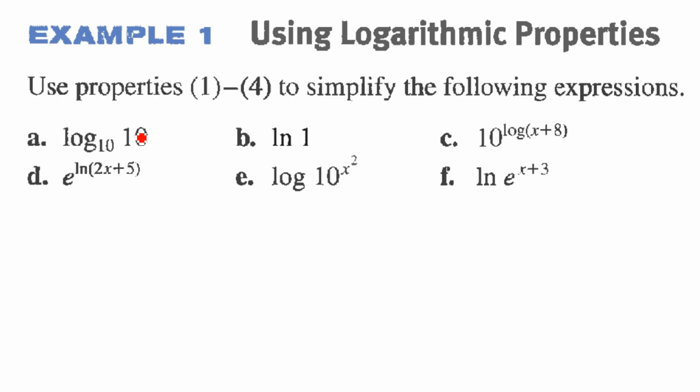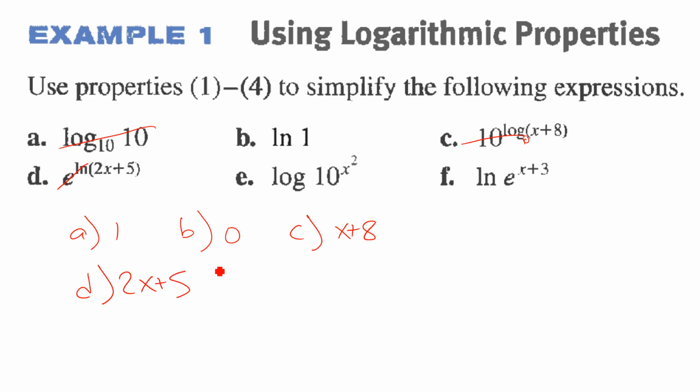So a, log base 10 of 10 will cancel out and give us 1. The natural log of 1, automatically, if it's of 1, we say 0. All right, on C, this is 10 to the log base 10, so those will cancel out, and we're left with x plus 8. D, this is e to the natural log, so those are going to cancel out, and we're going to have 2x plus 5. We're going to cancel out, and we're going to have x squared. And then we're going to cancel out, and we're going to have x plus 3.